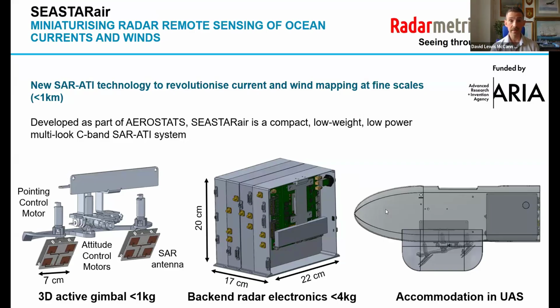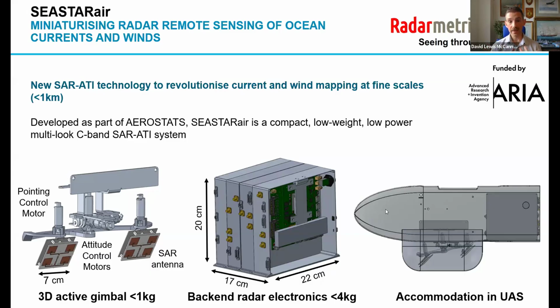So the first one is Sea Star Air, which is a brand new ATI SAR imager for currents and winds that's been developed by Radarmetrics in Spain. This is a 5 kilogram SAR system, and you can see its electronics there. You can see some of the scale of this. The antenna arrays are about 7 centimeters. The electronics about 20 by 20 centimeters.